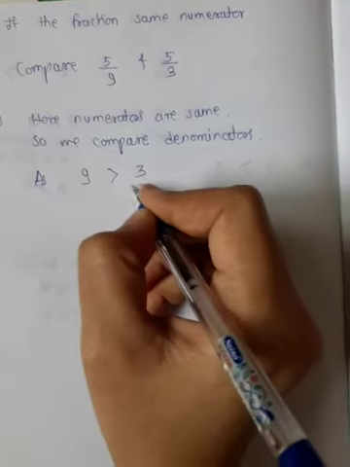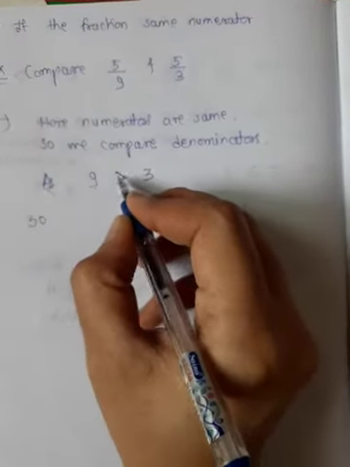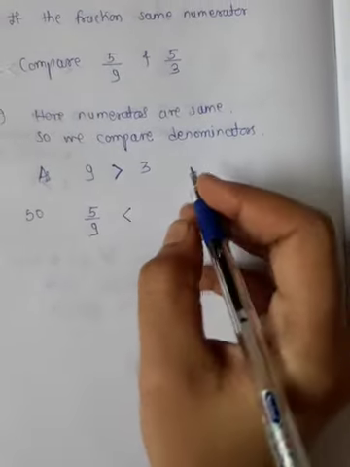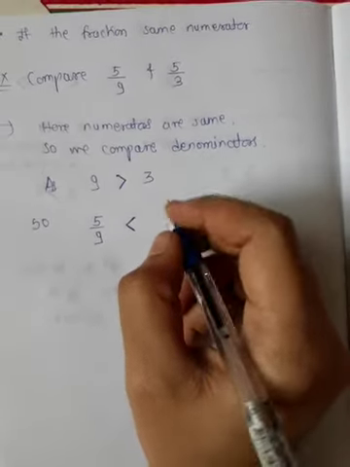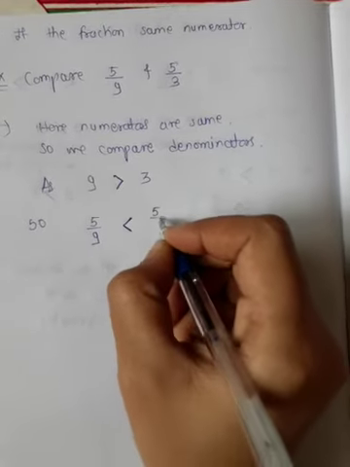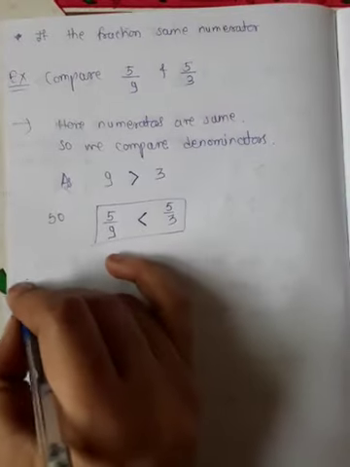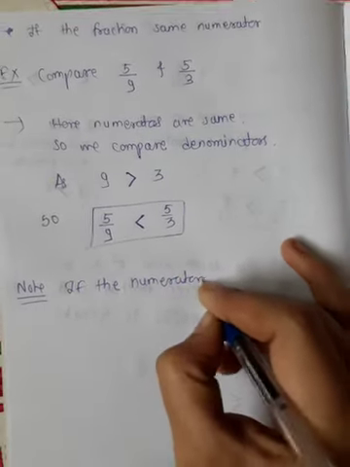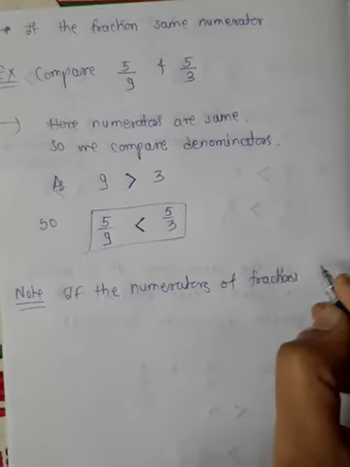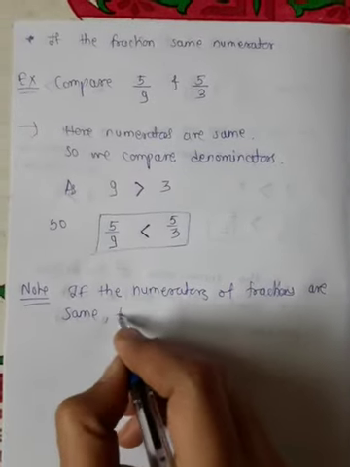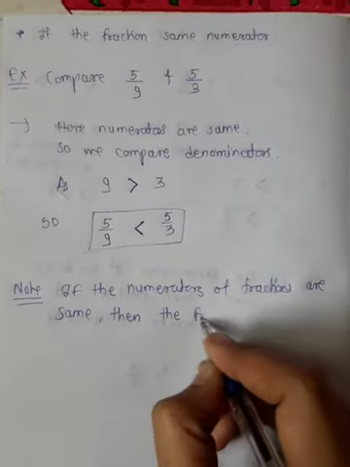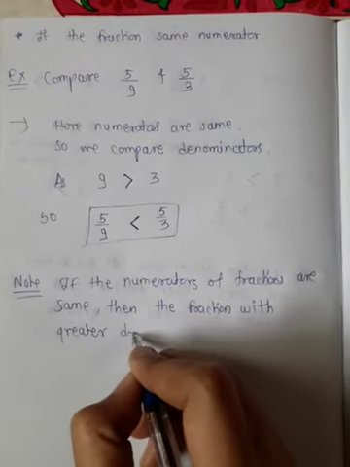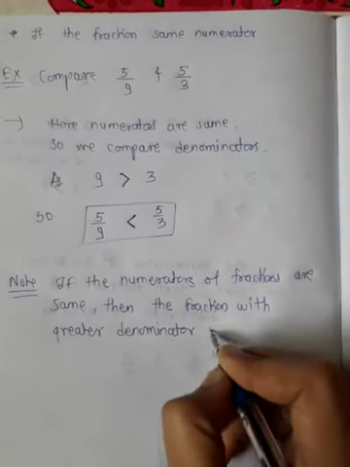So as 9 is greater than 3, the fraction with the greater denominator is smaller than the fraction with the smaller denominator. So you have to remember that if the numerators of the fractions are the same, then the fraction with the greater denominator is smaller.